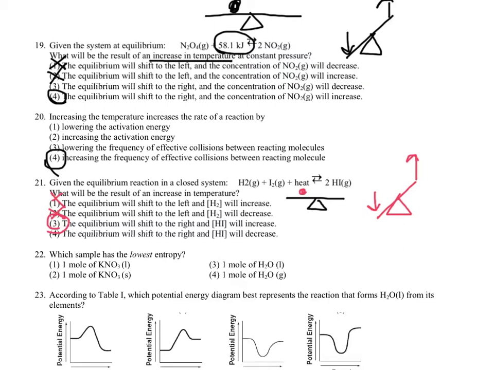Question number 22 is looking for the lowest entropy. Recall that entropy is randomness, so we're looking for the least randomly arranged particles. Now here, the only difference is the state of matter. So the least random state of matter is the solid state, as those particles are in regular fixed positions.